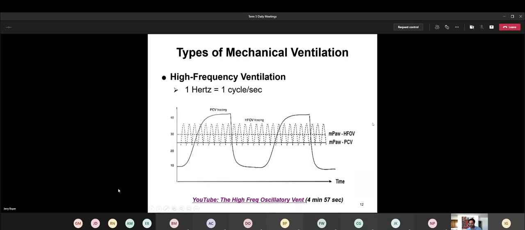Okay, so now here is what we know. We know that when it comes to hertz, there's 60 cycles in 1 hertz. So in other words, 1 cycle per second. So in a case of 10 hertz, that would be 10 times 60, which is 600 cycles per minute, or 600 breaths per minute.